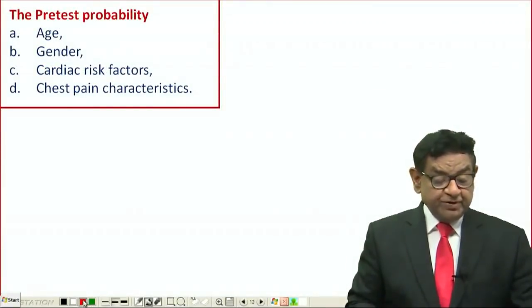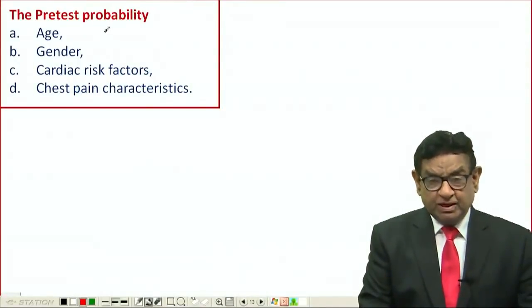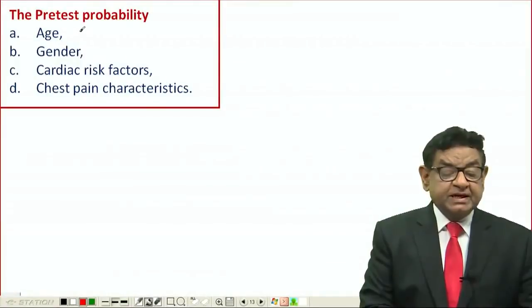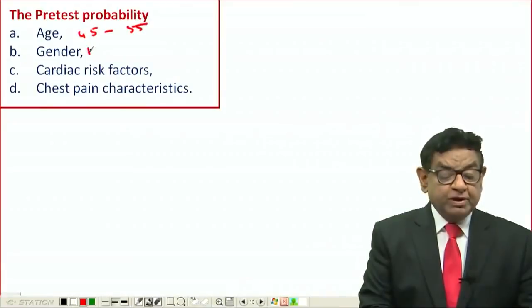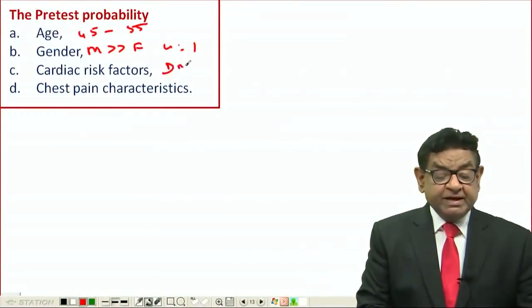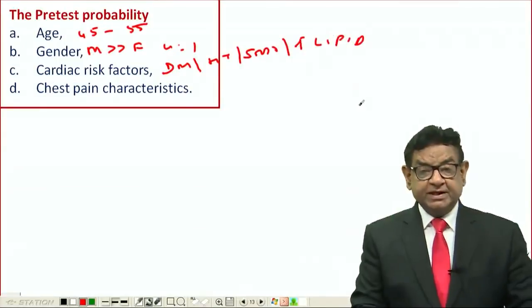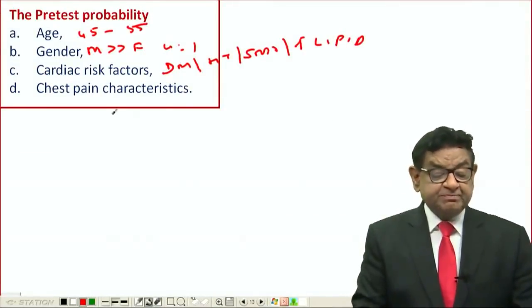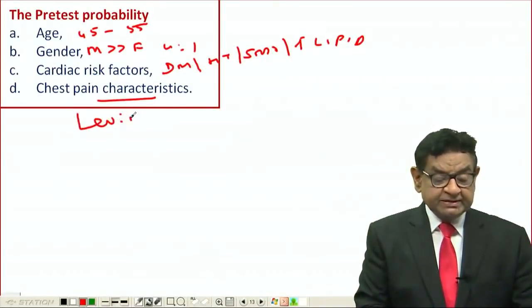Now, before we go forward, we have some pre-test probability. Age is a big factor, as we know. The maximum coronary artery disease occurs in males in the age of 45 to 55 years, more in males as compared to females, with a male-female ratio of 4:1. Cardiac risk factors: diabetes, hypertension, smoking, and increased lipids. If they are there, these are definitely risk factors. And chest pain characteristics: exertional chest pain, or the so-called Levine sign positive.